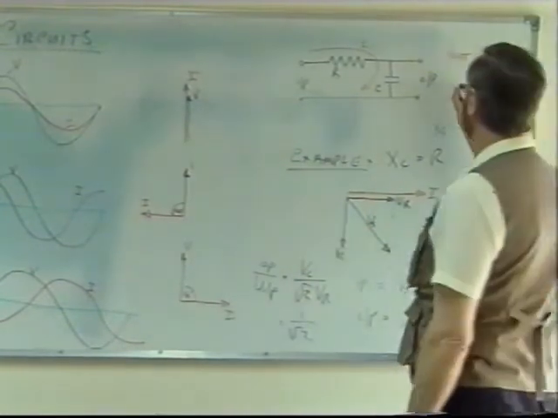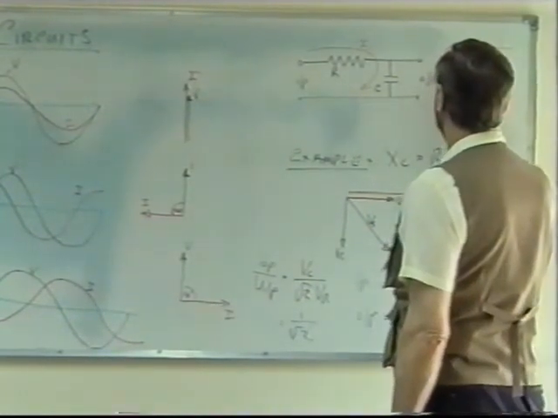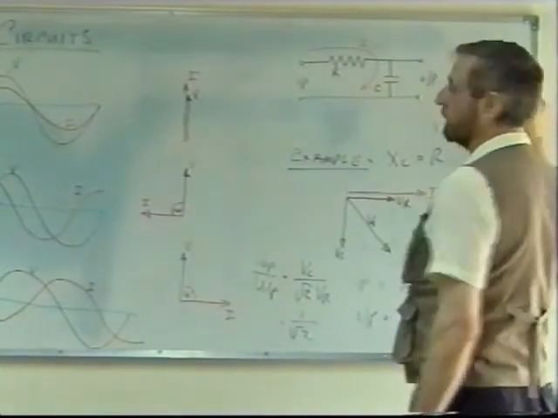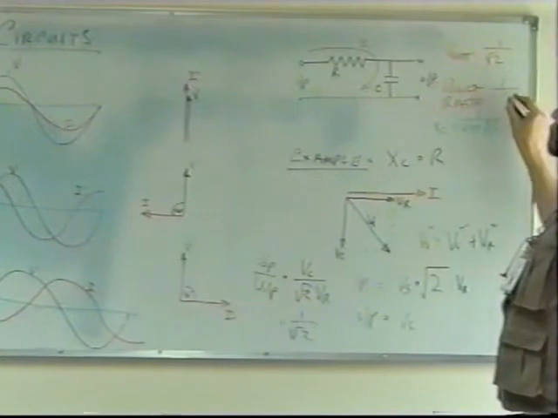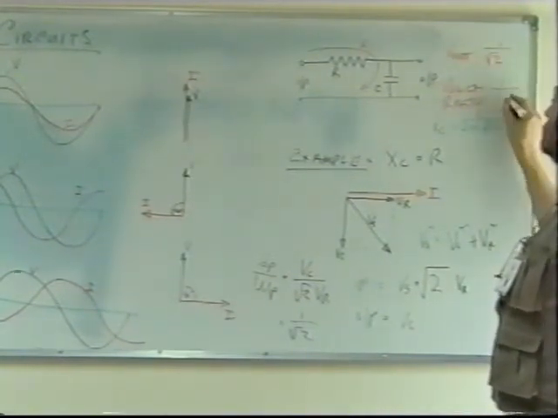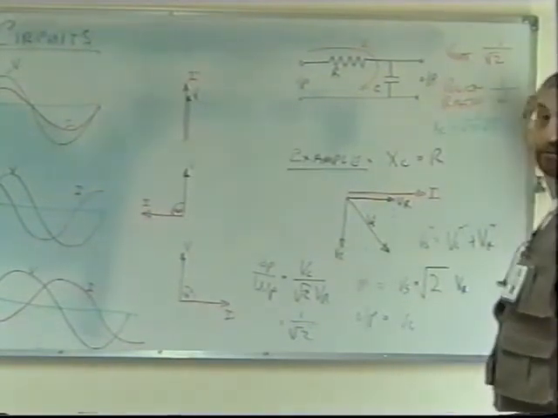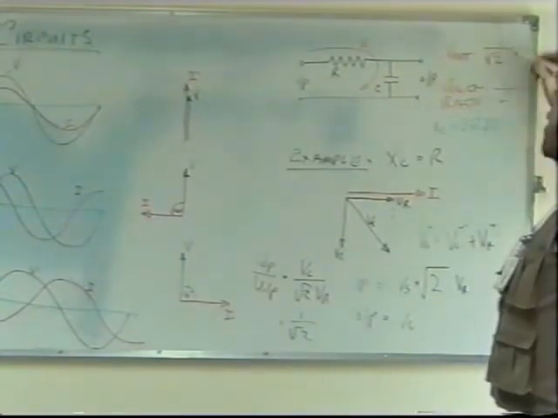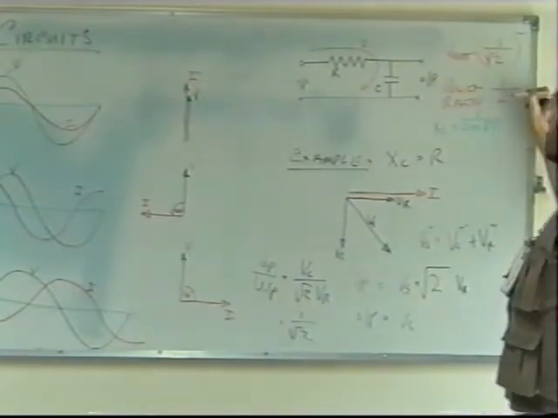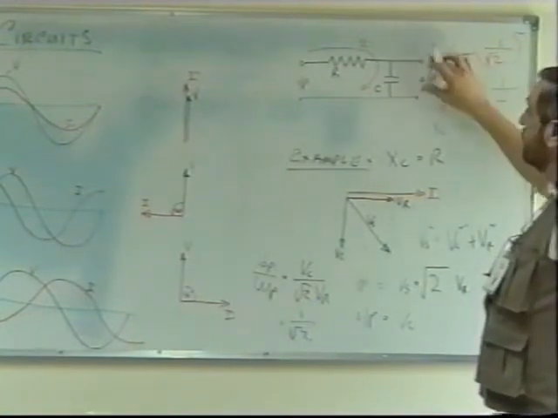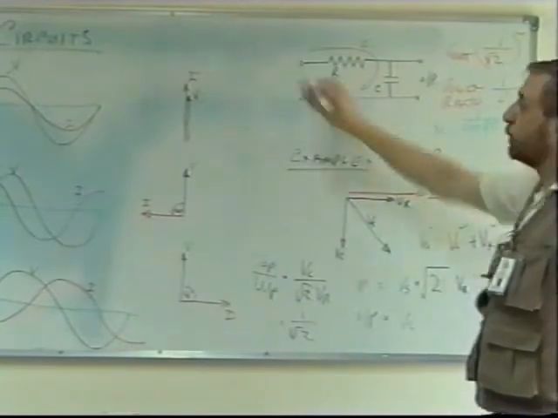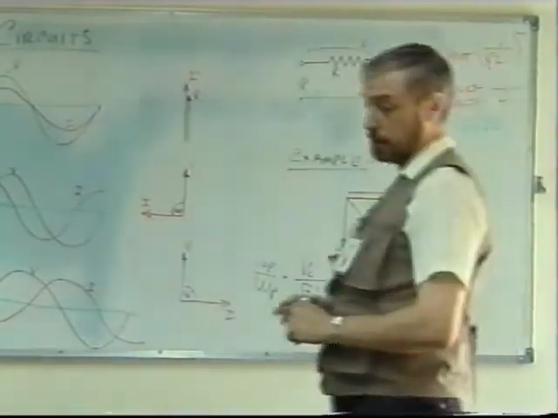So as a power ratio, what is 1 over root 2 squared? 1 over root 2 squared is 1 over 2, isn't it? Yes, 0.5. The square of this is this. So in other words, the output power is half the input power. We call that the half power point.